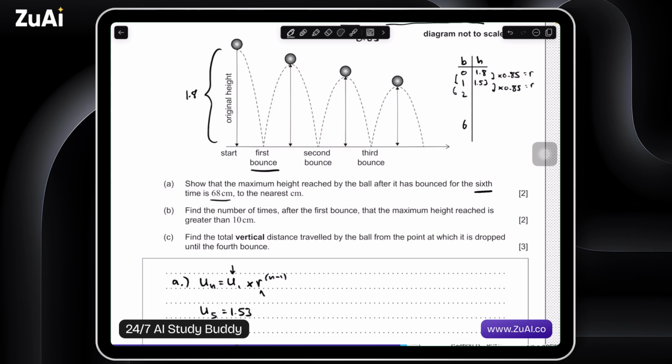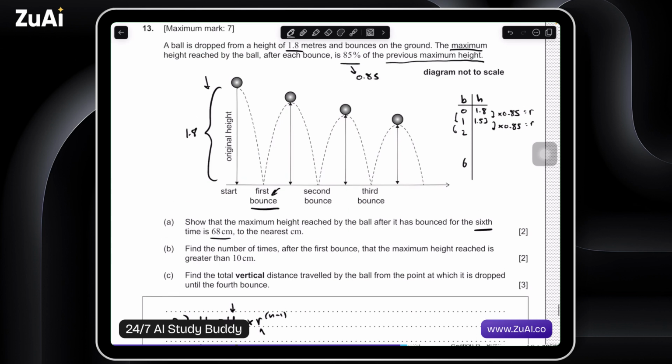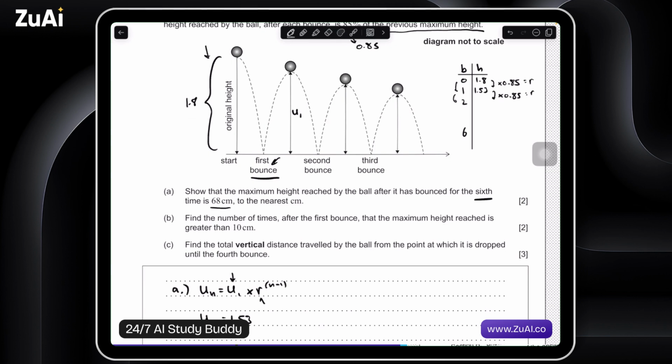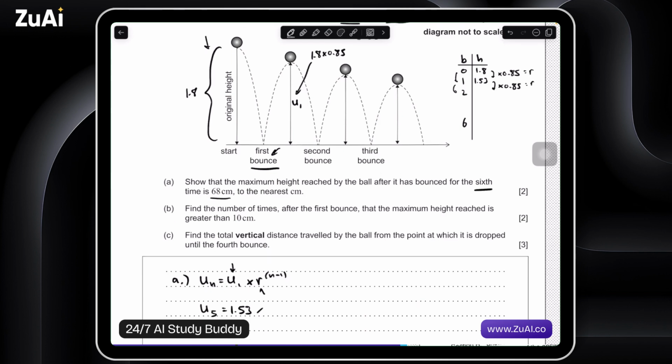1.53. So this one's a little tricky because our first bounce is right here. It's not actually equal to 1.8. This would be in some sense the drop height, so it's not yet bounced. The first bounce, U_1, doesn't happen until we multiply 1.8 times 0.85. So this is our first bounce, times the common ratio of 0.85, and then to the power n.